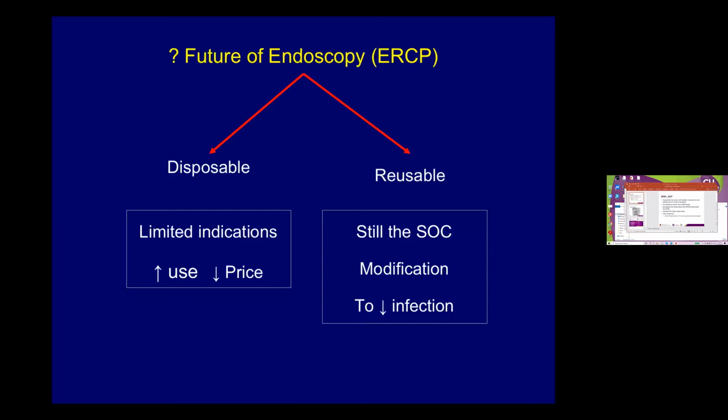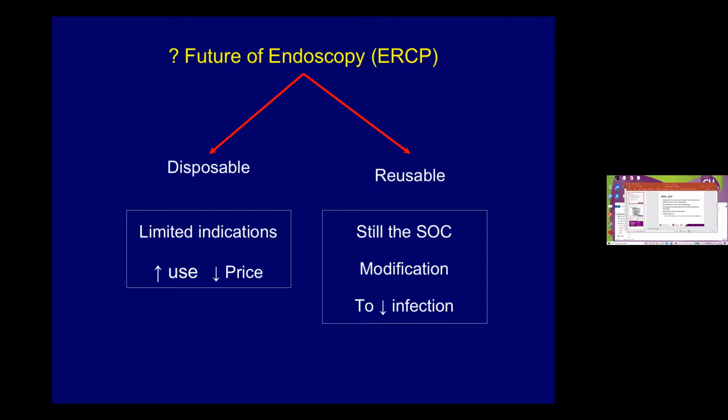If the price is, say, $600, then probably everybody will want to use this rather than the standard duodenoscope, because processing this would be as costly. But still, I think right now, reusable scopes are going to be the standard of care. They're getting modified now. We're getting tips which can be cleaned better. All these modifications are to decrease infections.